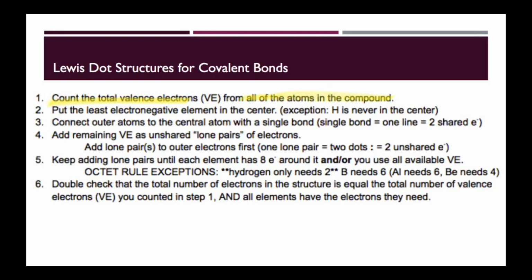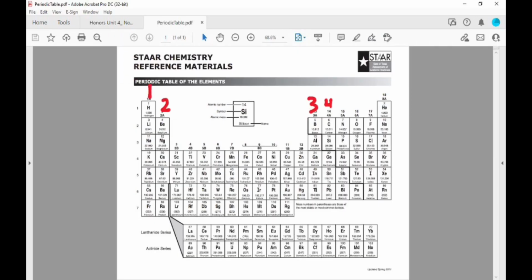Now, if you remember, the periodic table tells us how many valence electrons each atom has. It really just comes back to what column the element is in on the periodic table, all the way from the alkali metals, which are the first column that have 1 valence electron, all the way over to the noble gases in the last column that have 8 valence electrons.